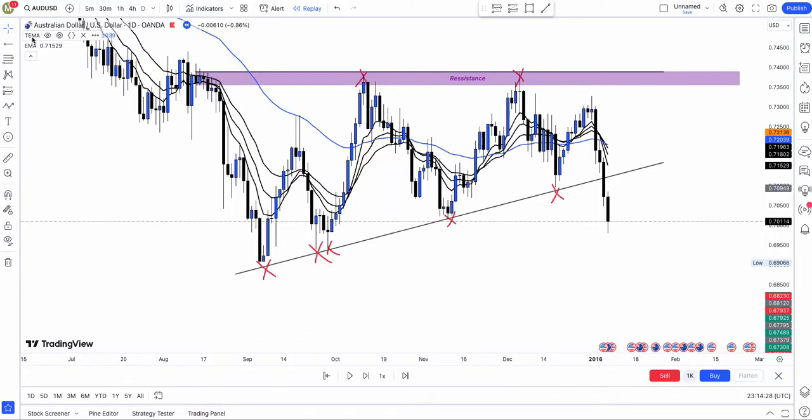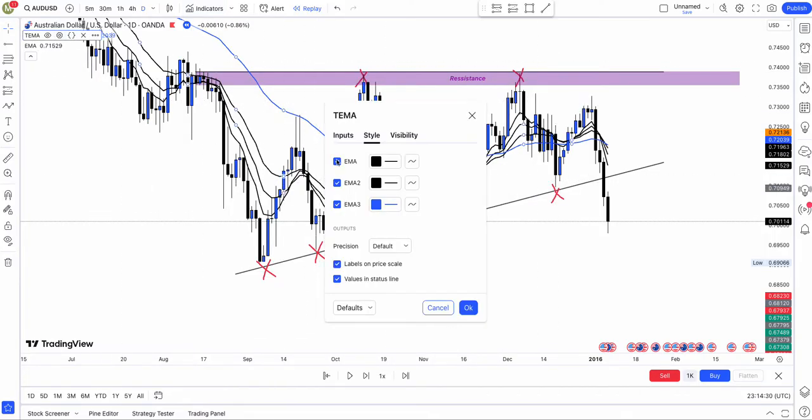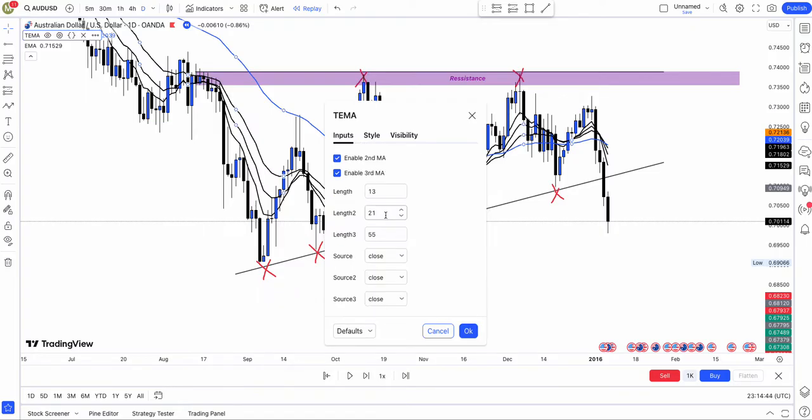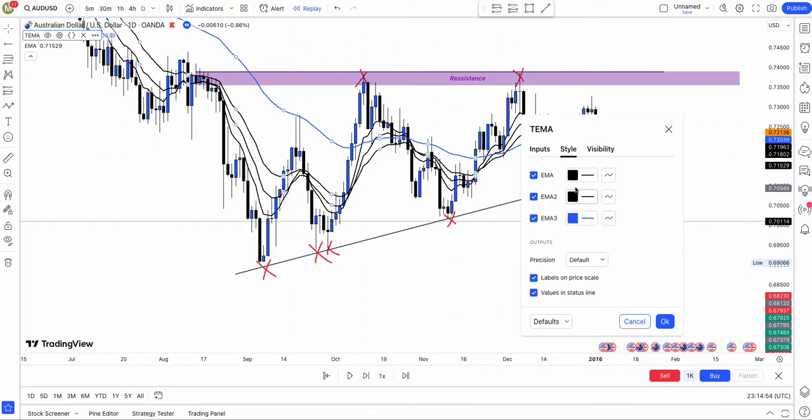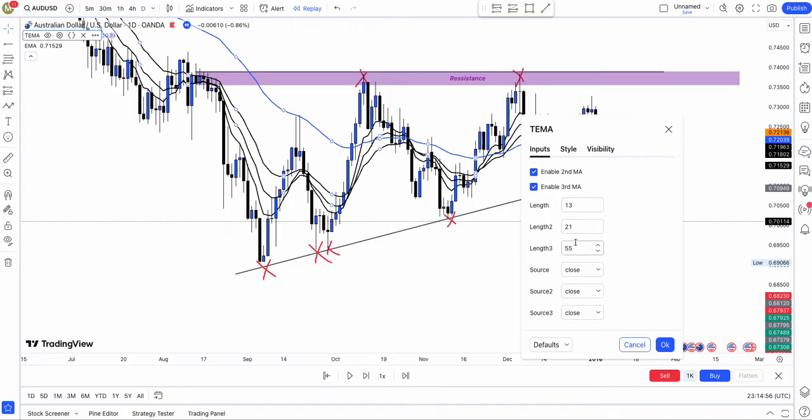Okay, you go on the settings of the 3 moving averages, and on style, you put your moving average 1 to one color, moving average 2 the same color as 1. But the moving average 3, you're going to put it to a different color. It doesn't matter what it is, but the first two are going to be the same color, and the last one is going to be a different color. And then these are the settings. First one is 13, second one is 21, and the third one is 55. The 55 line is the blue line here on the chart. The blue line is the 55, and the other two are the black. The 13 and the 21 are black.